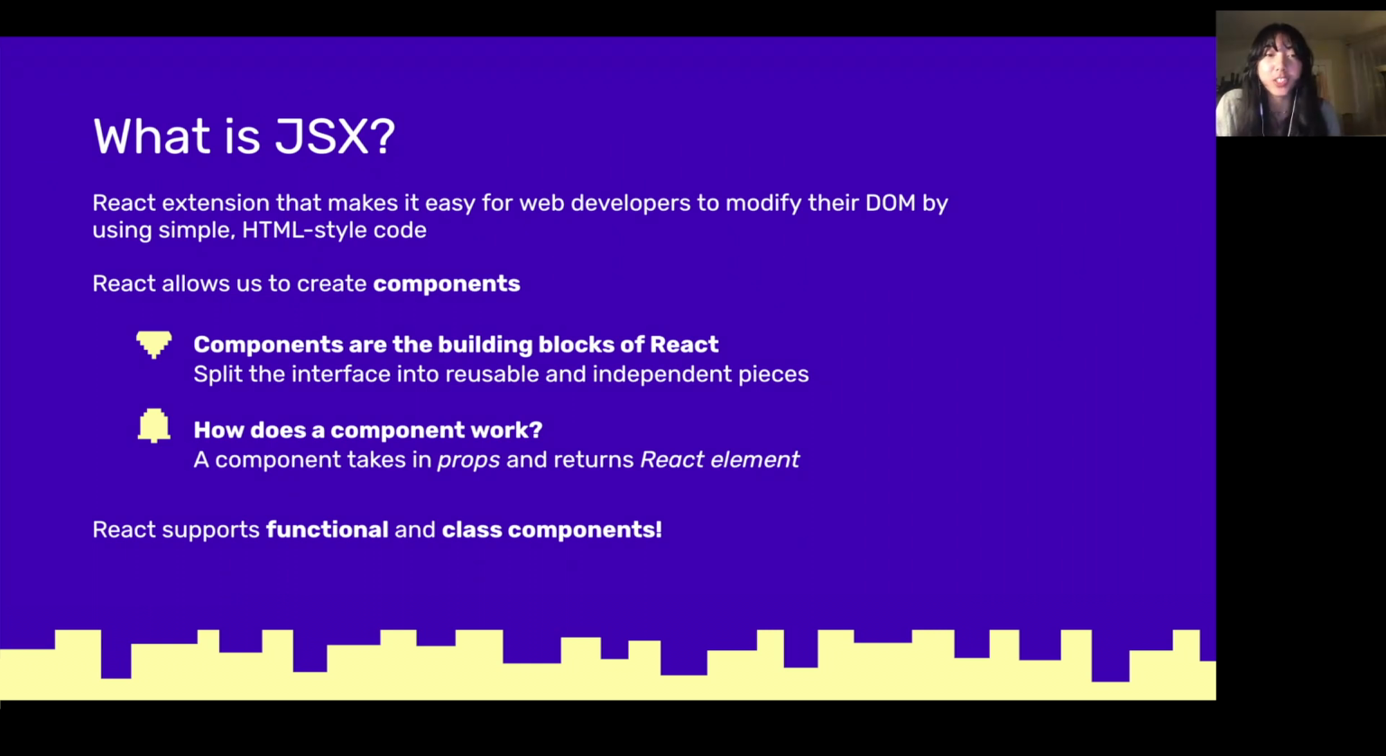Okay, so what is JSX? JSX is a React extension that makes it easy for web developers to modify their DOM by using simple HTML-style code. JSX allows us to create components, which are the building blocks of React. You can think of components as classes in other object-oriented languages. Components allow you to split your interface into reusable and independent pieces. We'll get into what independent means when we talk about the DOM. Each component takes in arbitrary inputs called props and returns a React element.